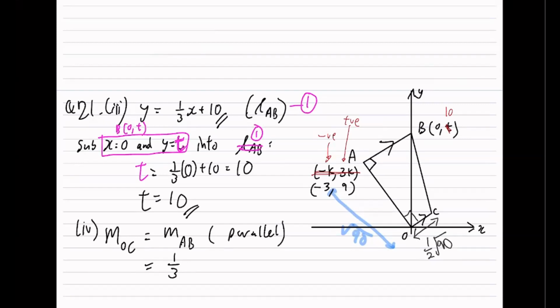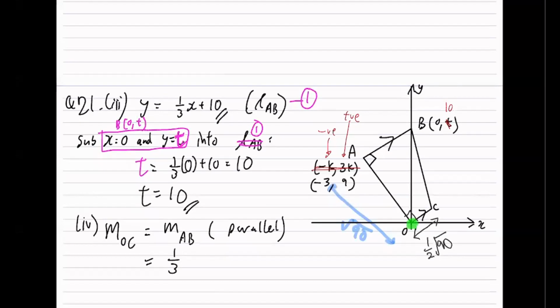So it passes through the point O. So do we have the equation of line OC? It'll just be, yes, LOC: y equals 1/3 x plus 0. That's all.